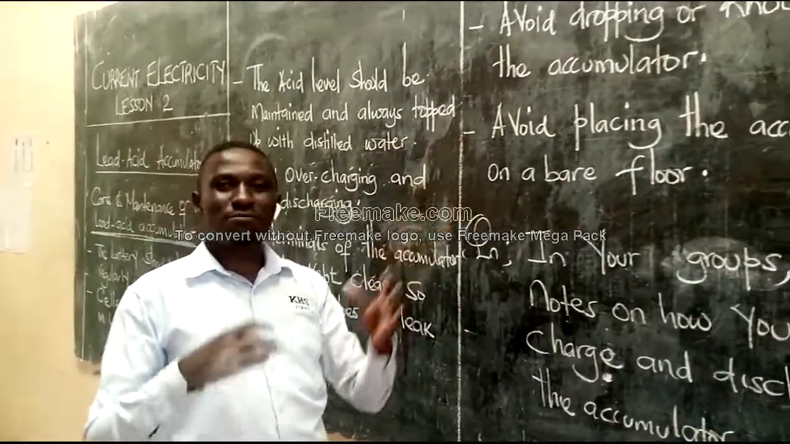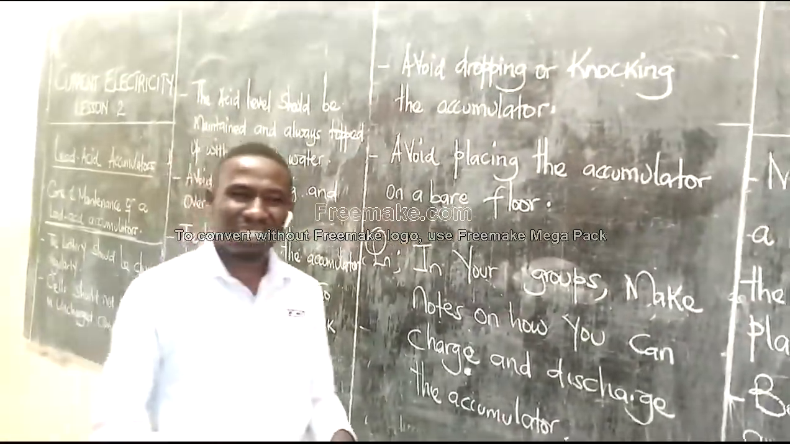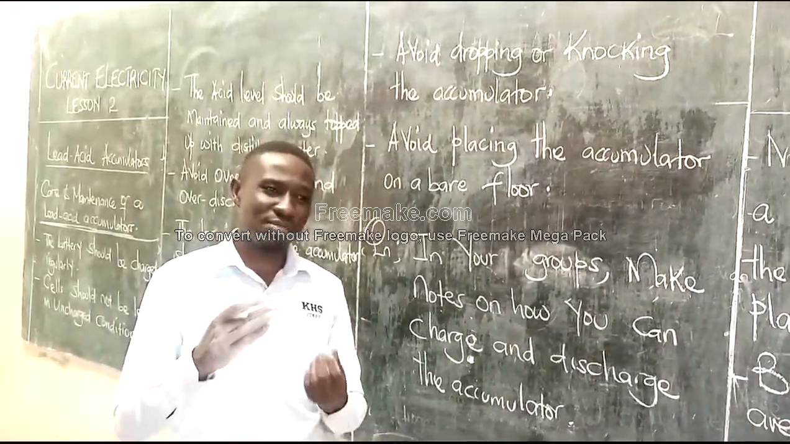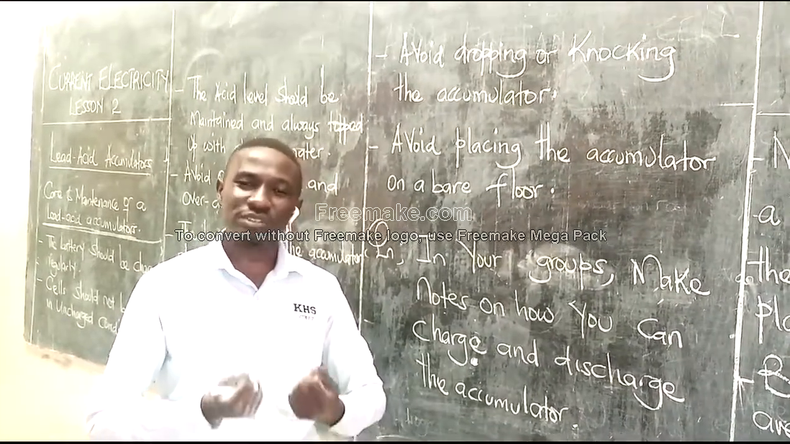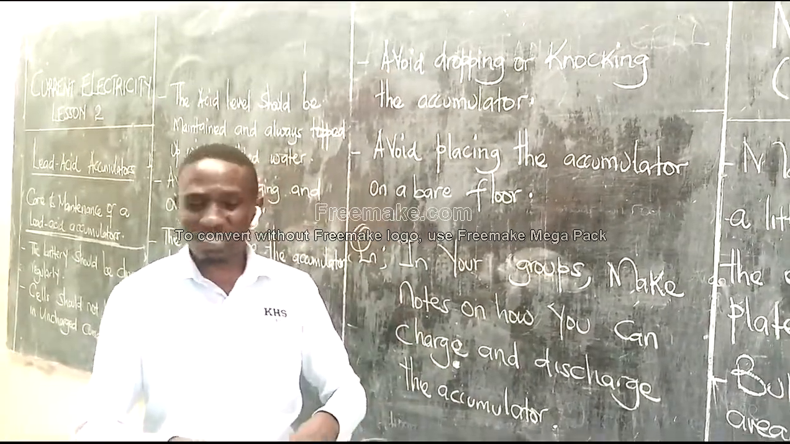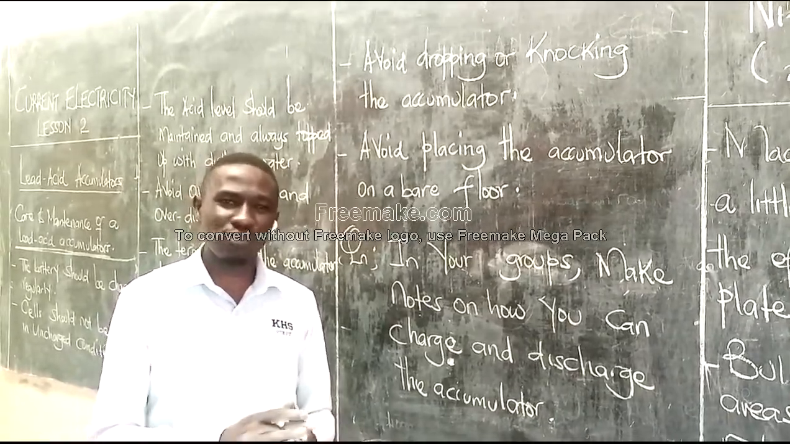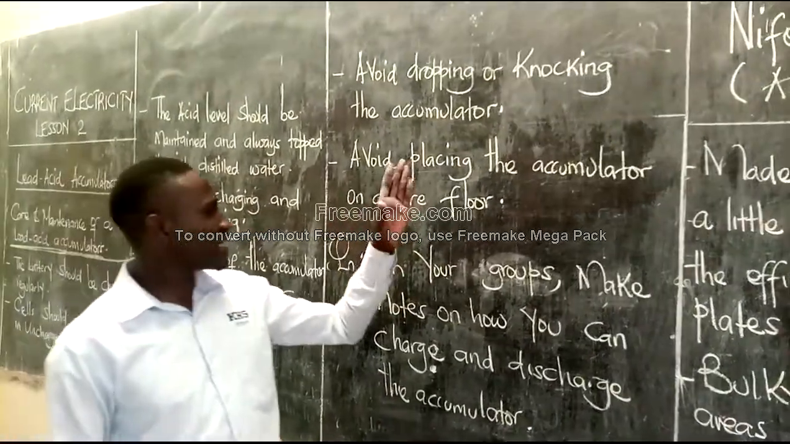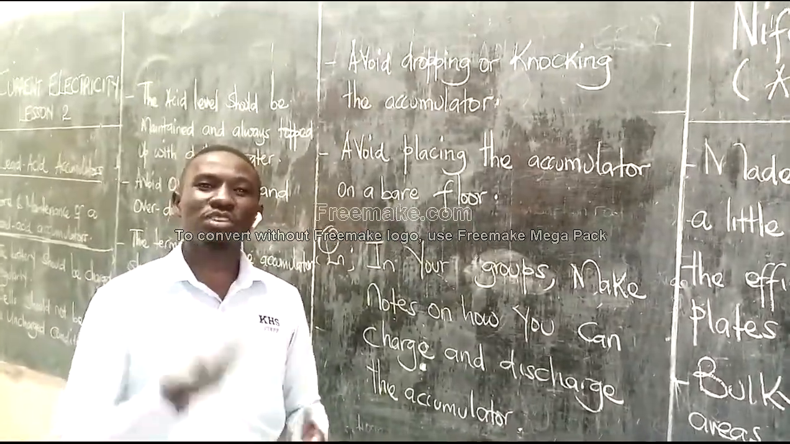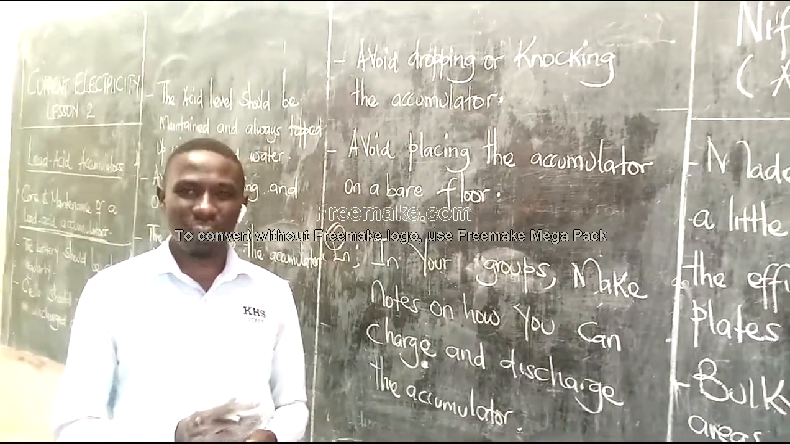We are also saying you should avoid dropping or knocking the accumulator, or throwing it on the ground. And by the way, it is very important when you are handling this battery to carry it or handle it with care. Don't just throw it on the ground or anywhere you find. Don't even place it on soil or on just ground with no plywood or wood or piece of cloth. That's why I'm saying you should avoid placing the accumulator on a bare floor, because that coldness may affect it, or that dust may affect its functioning.